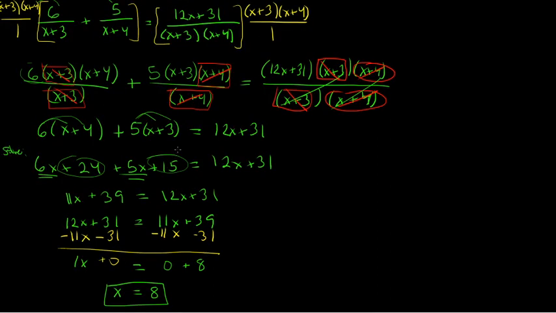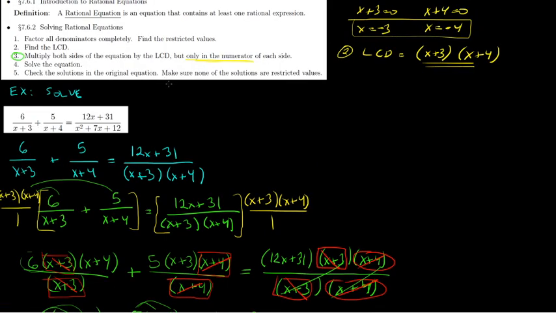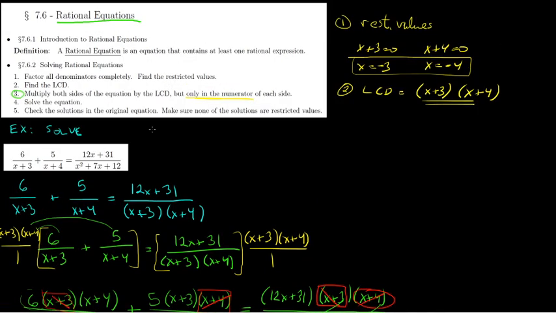Of course, we should check. So let's go back way up here. This was our original question, and we got an answer, hopefully, of x equals 8? First of all, check that these are not restricted values. The restricted values were -3 and -4, and 8 is not among those restricted values. So we didn't get a restricted value in this case.